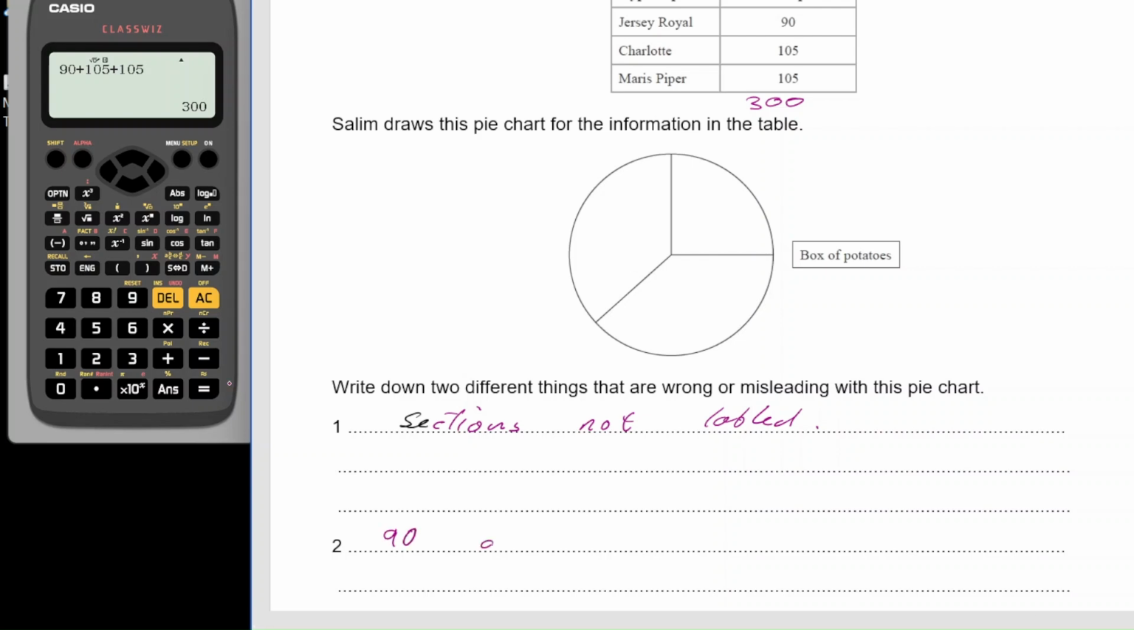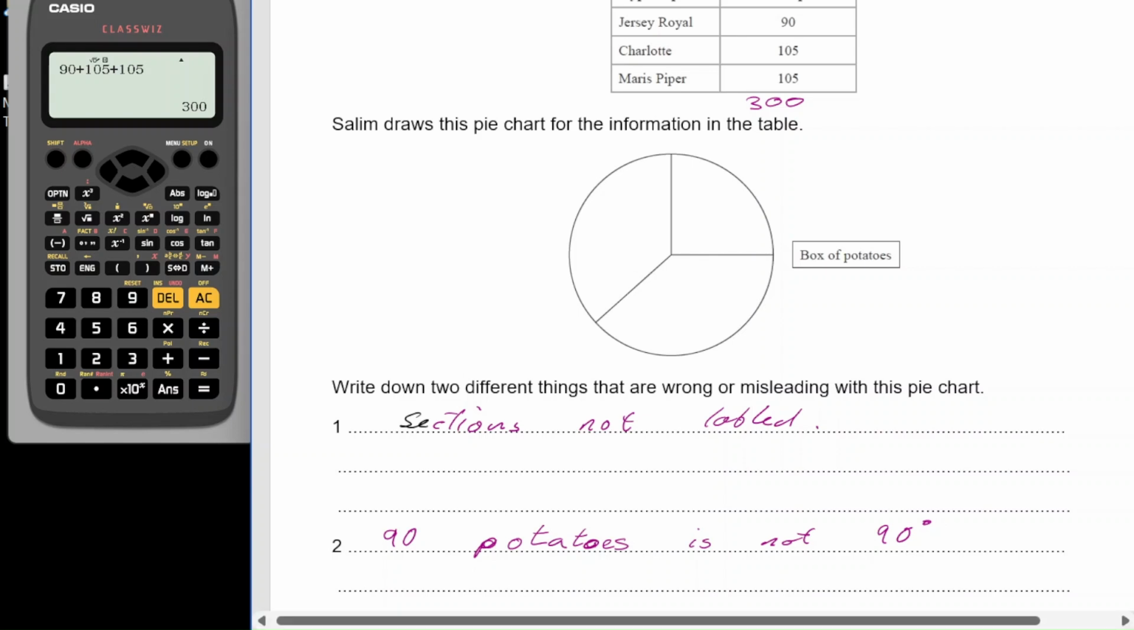90 potatoes. Can't even spell potatoes. P-O-T-A-T-O. Is not 90 degrees. Those are the two that strike me. We've got two even sections here. I'm not going to bother measuring them, but that can't be a 90-degree angle.